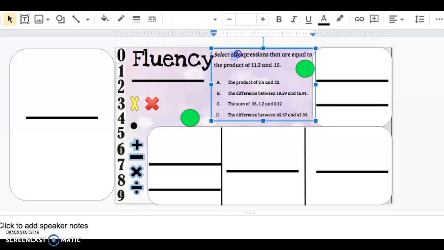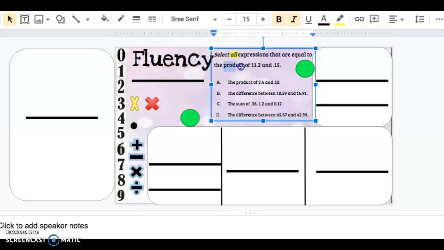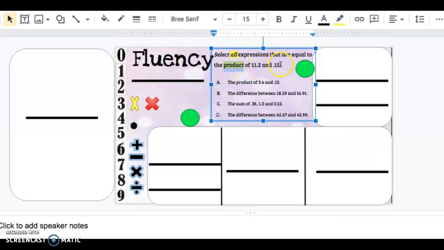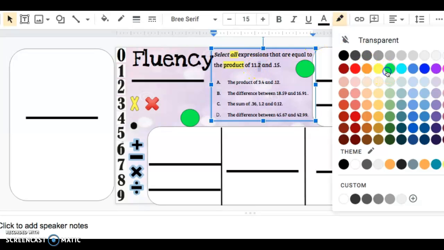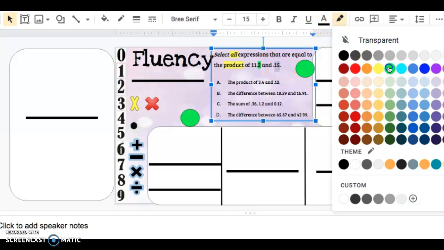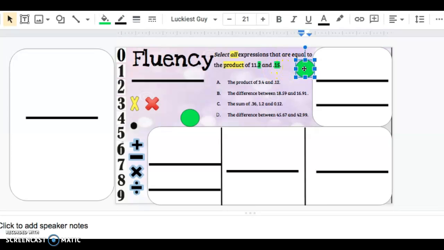1500ths. So if we're looking for all of the expressions that equal the product of 11.2 and 0.15, product means to multiply. So we're going to count how many numbers are behind the decimal point. I have a 2 behind the decimal point, and a 1 and a 5 behind the decimal point. That is 3 different numbers. So that's the number I put inside my bubble, 3. Okay, and I save that for later.